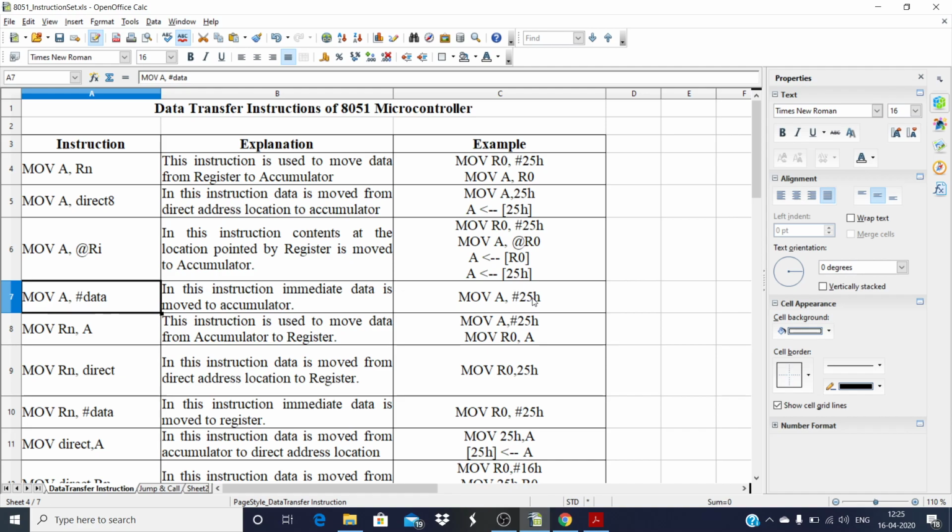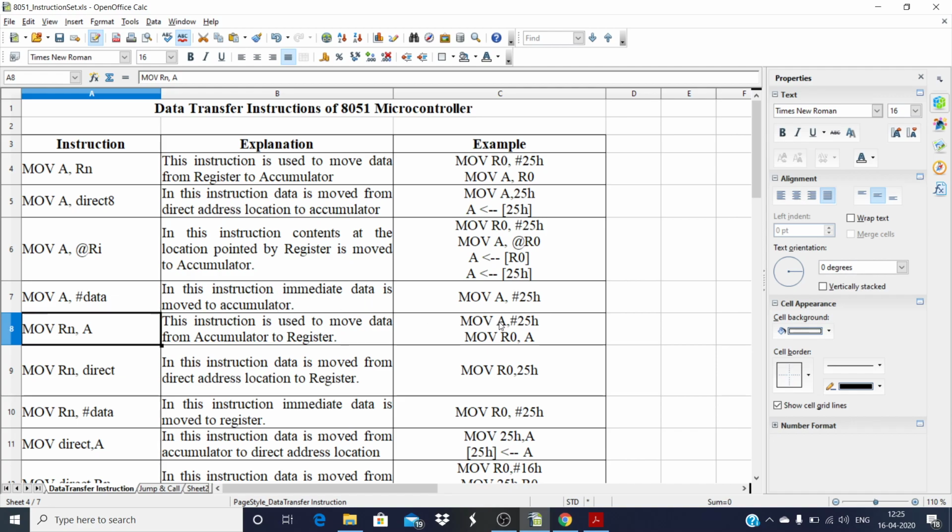Move A comma hash 25. This is very easy because this is of type immediate addressing mode. Next instruction, move Rn comma A. Rn is a register, A is the accumulator. Now this is the reverse of the previous instruction. Here the contents from the accumulator will be moved to the register.